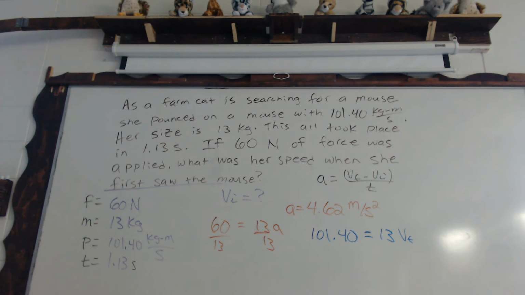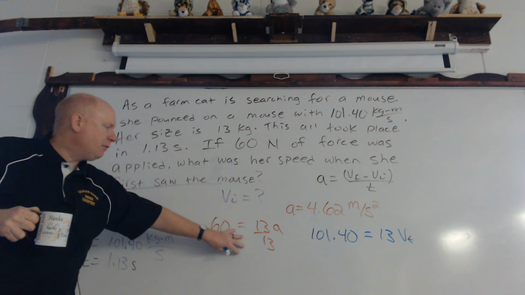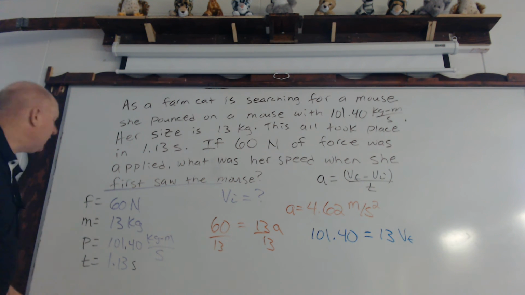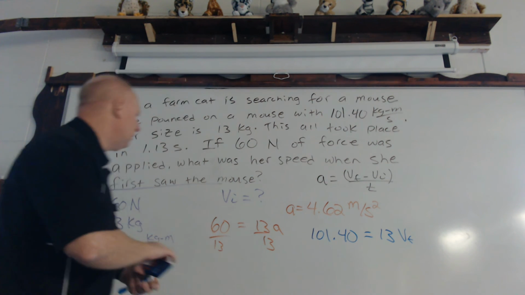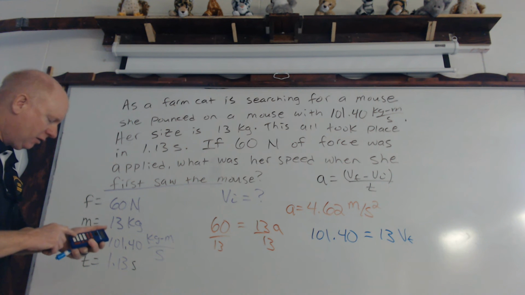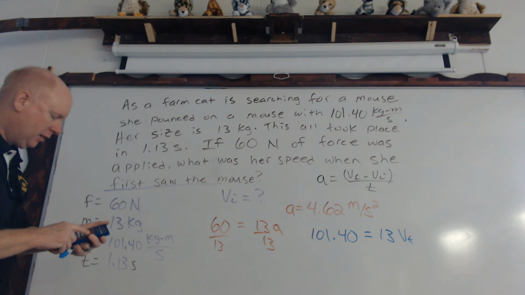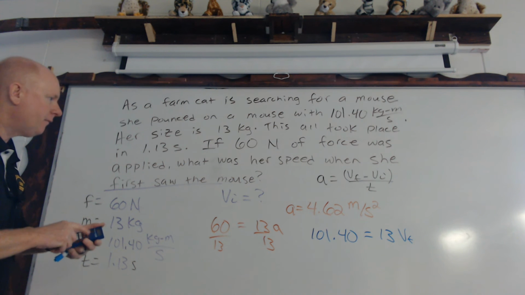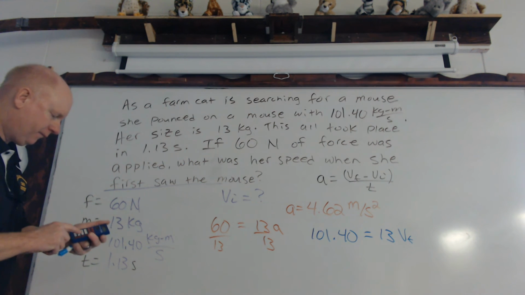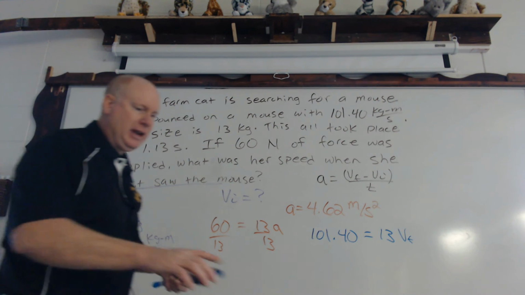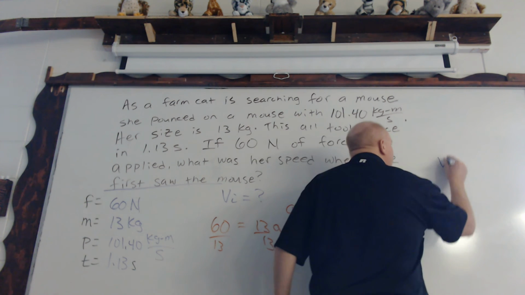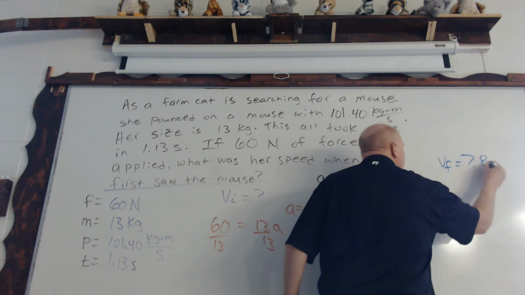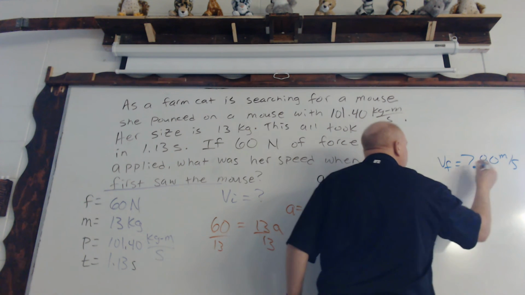Okay, so how do we get VF by itself? And just like we would have done here to get acceleration by itself, divide each side by 13. And what a coinky dink. We did that in both of those problems. Anyway, 101.4 divided by 13 gives us 7.8. That is our final velocity. Again, dividing each side by 13, so our final velocity equals 7.80 meters per second. Okay, we're getting closer.